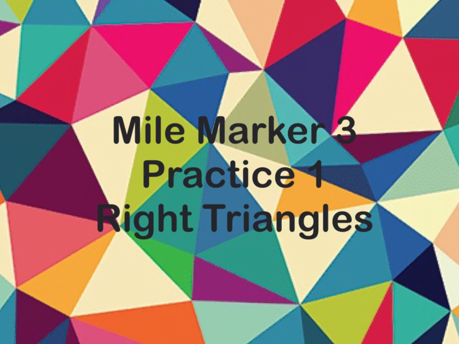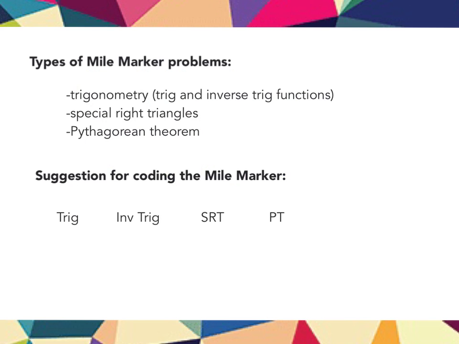This video is for mile marker 3, practice 1, right triangles, and we're going to look at coding some of the questions on the mile marker today so they may be answered more easily. So to talk about the mile marker in general, there are 3 types of problems, and even the trigonometry types of problems will be broken down into when we're finding a side and when we're finding an angle. So we're going to have trigonometry, special right triangles, and the Pythagorean theorem on the mile marker.